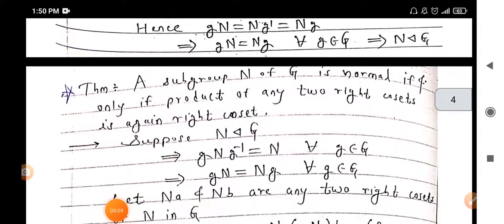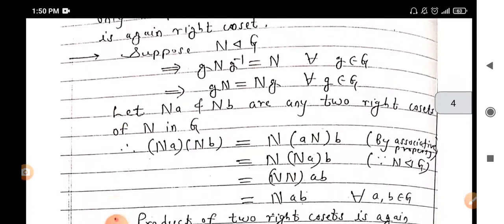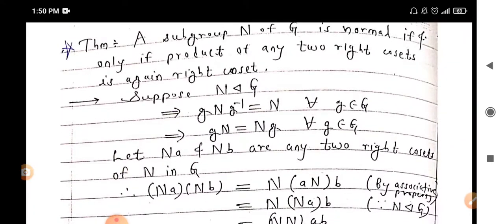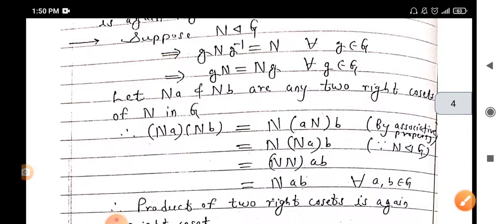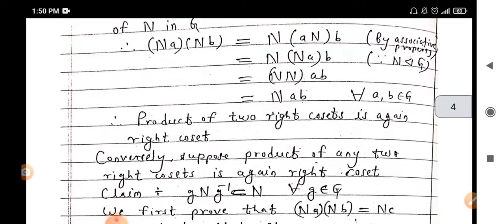A subgroup N of a group G is normal if and only if the product of any two right cosets is again a right coset. This is a simple proof. If N is a normal subgroup, gNg inverse equals N, that is Ng equals gN. And Na and Nb are any two right cosets, then consider the product NaNb equals NNab, NN is N, that is Nab. Therefore the product of two right cosets is again a right coset.